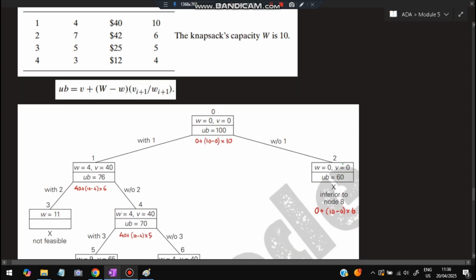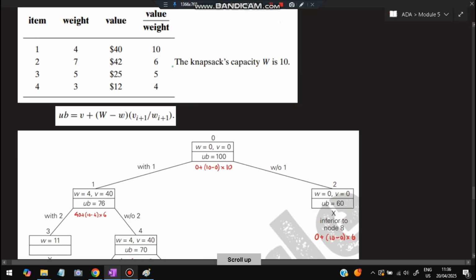When we consider without one, the weight will be 0 because we have not included the first item. So weight will be 0 and value will also be 0. What is UB? UB, again we are in the 0th element only. Sorry, not the 0th element. We have considered 1, right? We are including, not including, that's the secondary matter, but we have considered one. We have entered this zone.